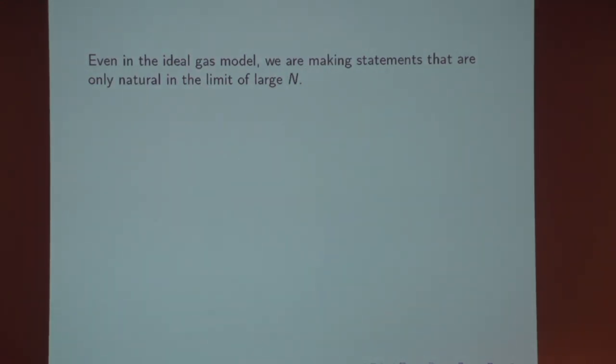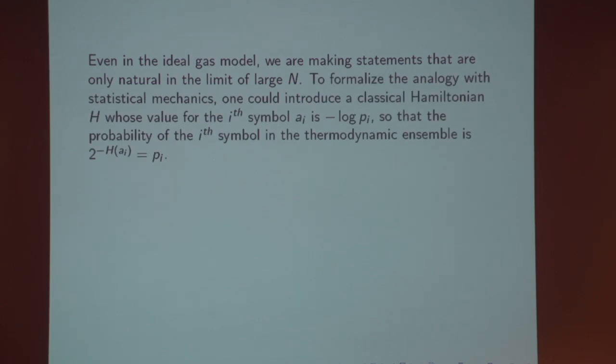And as I've stressed, even in the ideal gas limit model where we treat each letter as being random, we're making statements that are only natural for large n. So this was a kind of ideal gas model of information theory. If you want to make the analogy with the usual ideal gas more precise, you could introduce a Hamiltonian whose value for the ith symbol is minus log p, so that the probability of the ith symbol in the thermodynamic ensemble is 2 to the minus the Hamiltonian, which is pi.